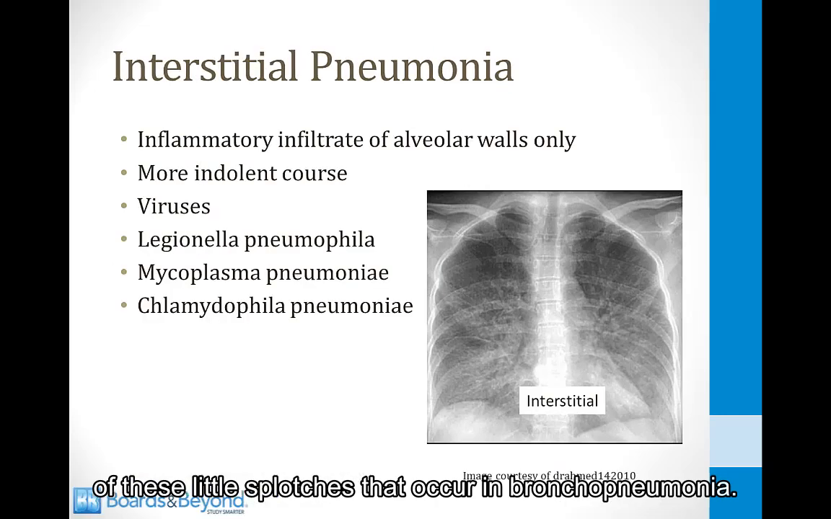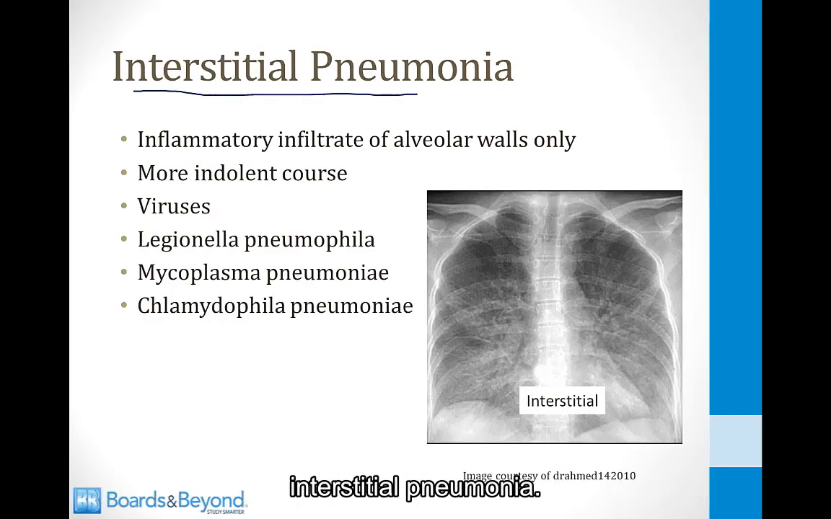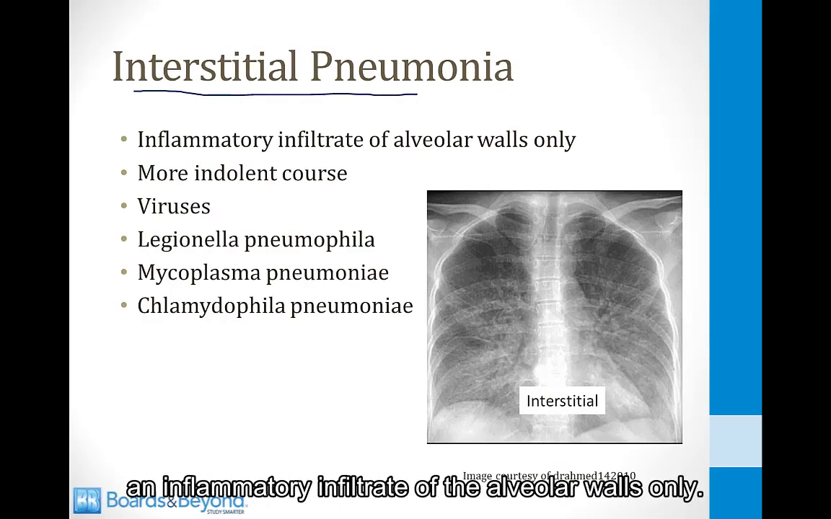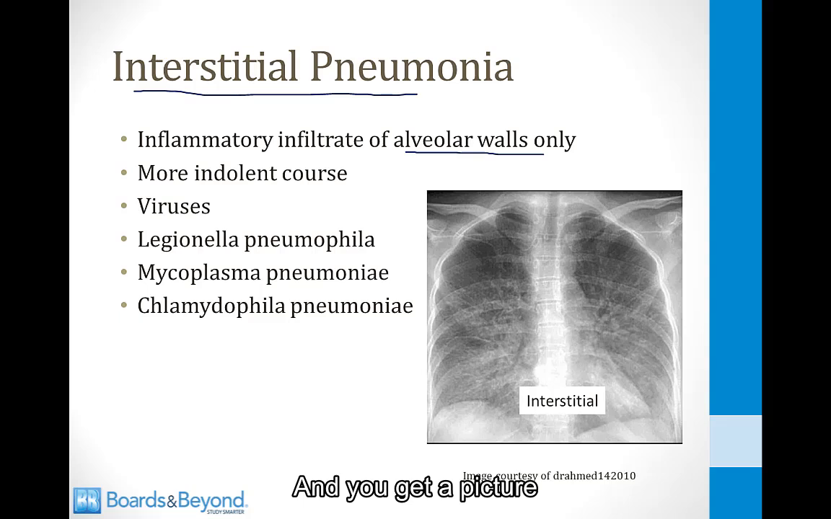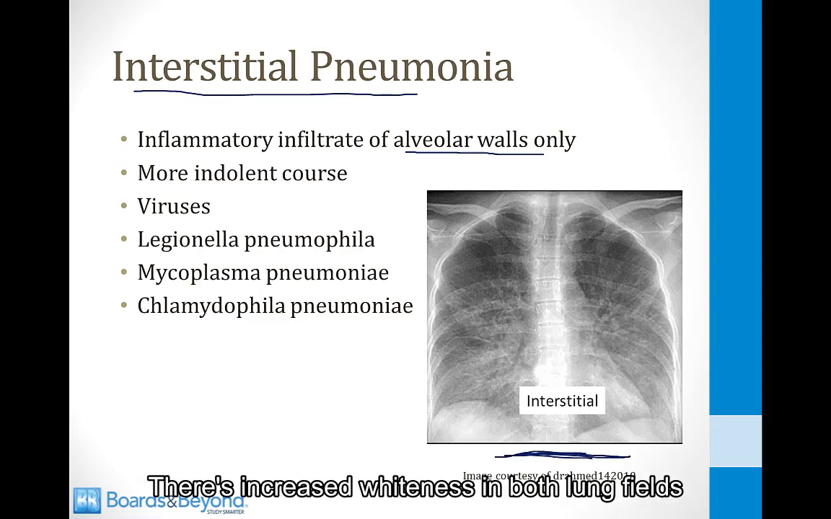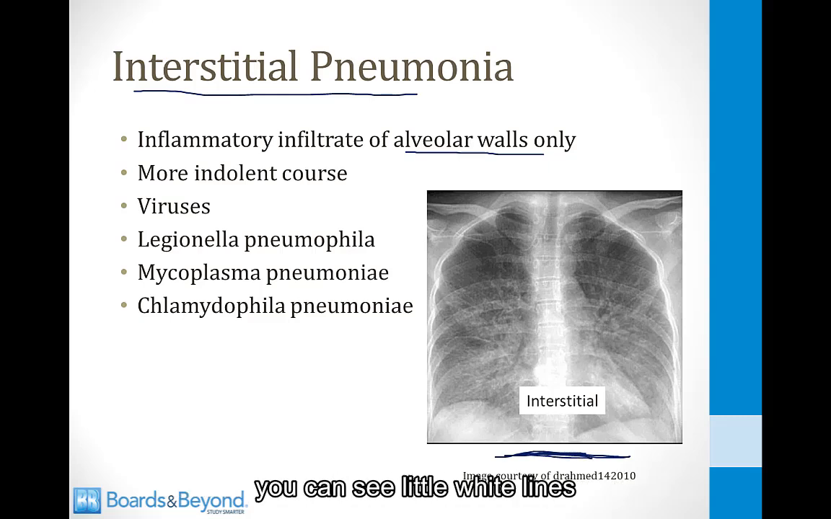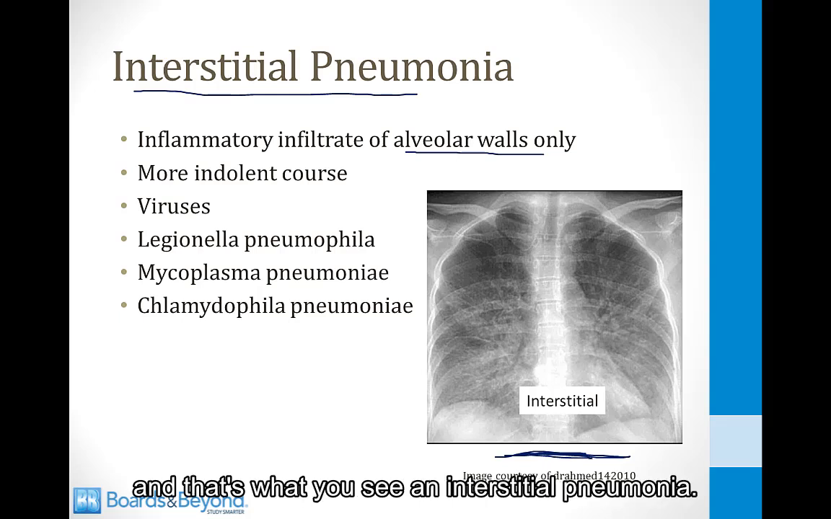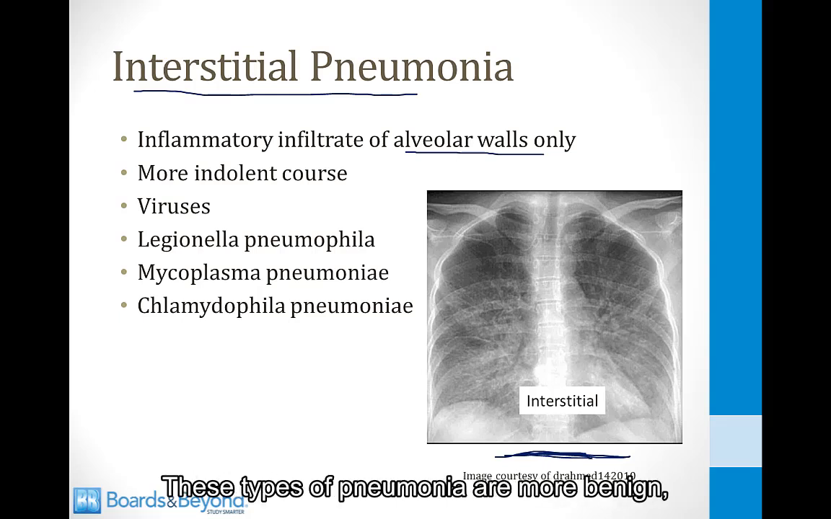And this is just a drawing over here on the right of these little splotches that occur in bronchopneumonia. The third type of pneumonia is called interstitial pneumonia, and this is where there's an inflammatory infiltrate of the alveolar walls only. And you get a picture like what I've shown in this chest x-ray down here. There's increased whiteness in both lung fields, and it's kind of streaky. You can see little white lines streaking through the lung fields, and that's what you see in interstitial pneumonia. These types of pneumonia are more benign.